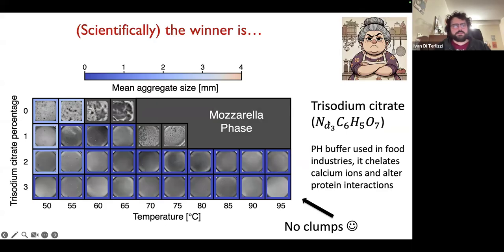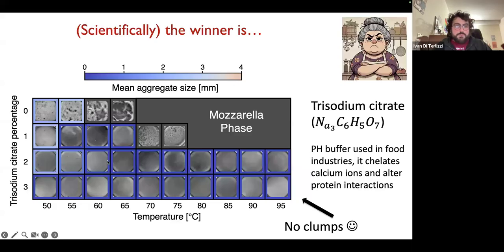It's trisodium citrate. This is used a lot in the food industry because it basically shuts down the aggregation of caseins. The chemical action is not difficult to explain, but it's not even so interesting. So just believe me that this is something that really works well, and people use it in the food industry all the time.